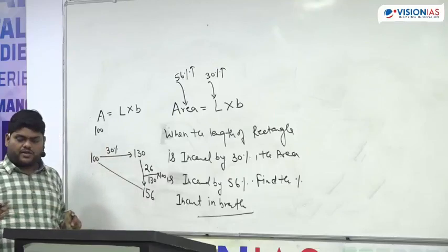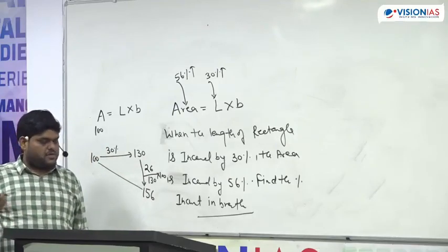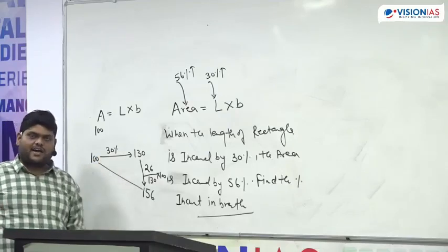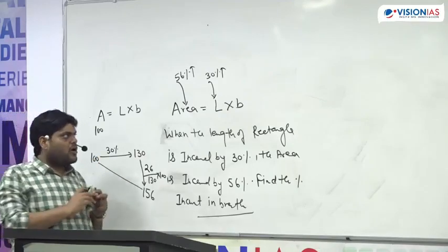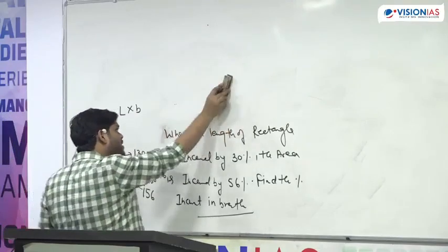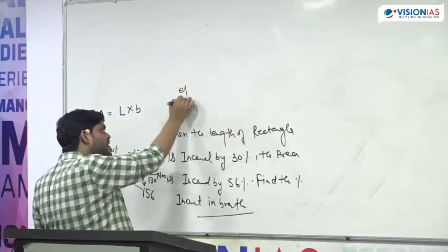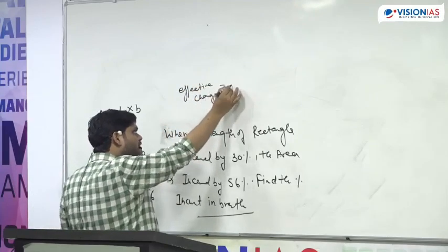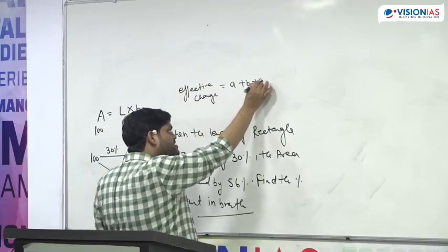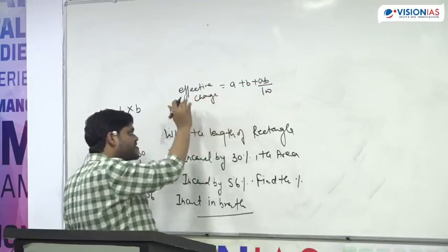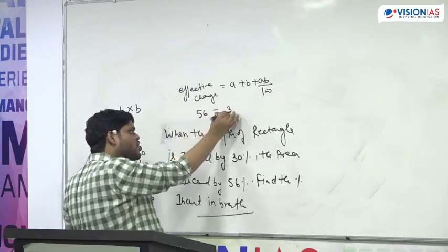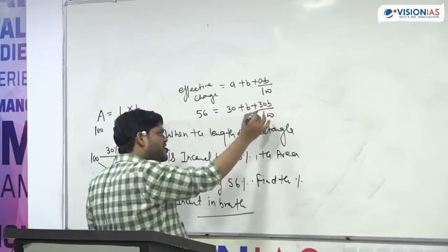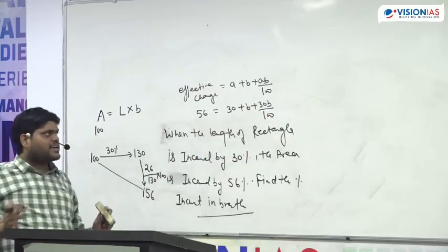Any way you can do it. So you can apply this and you can find out the answer. Even the AB formula you can apply. How come the AB formula? Now what is given? We know that the effective change we are getting in the AB formula is A plus B plus AB upon 100. The effective change is coming as 56. One value is 30, so 30 plus B plus 30B upon 100. You can solve this and you will get your answer.